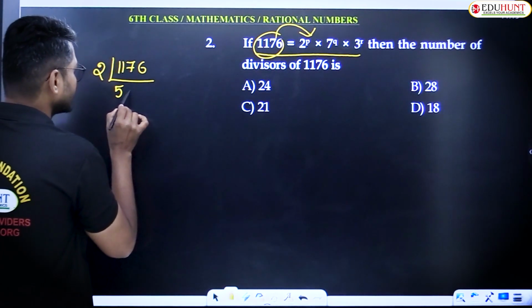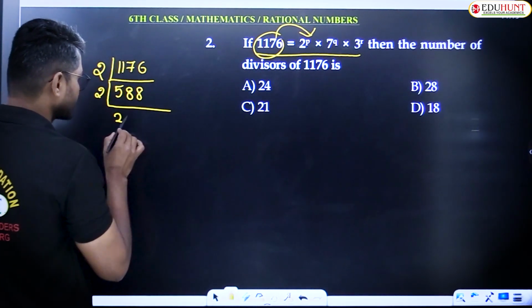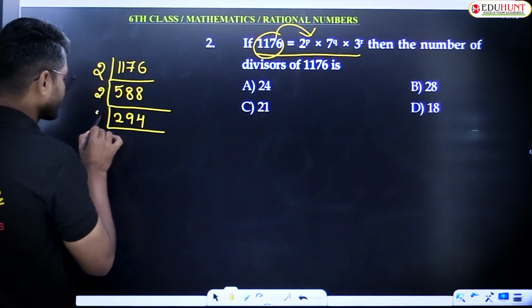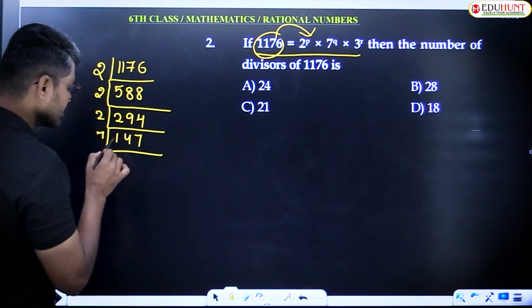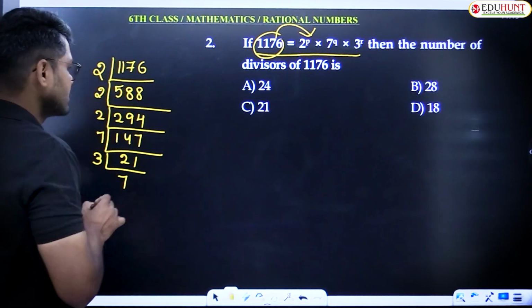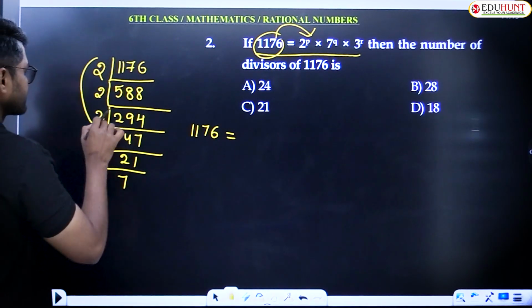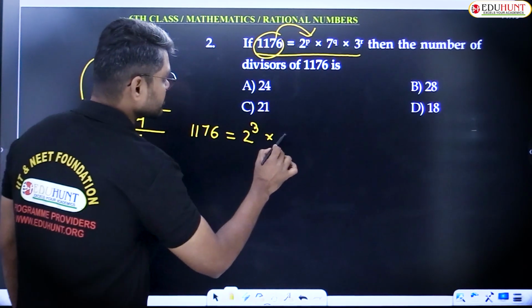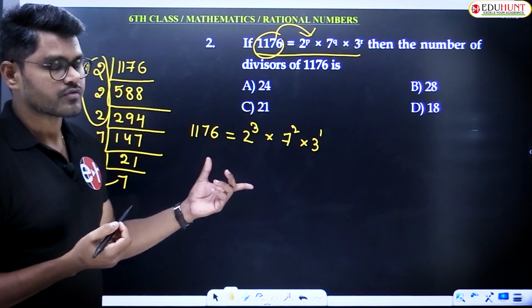2 5's 10, 2 8's 16, 2 2's 4, 2 9's 18, 2 4's 8, 2 7's, 7 2's, 7 1's, 3 7's. Okay. This 1176 can be written as 2 power 3 into 7 power 2 into 3 power 1. The next step, what should we do?